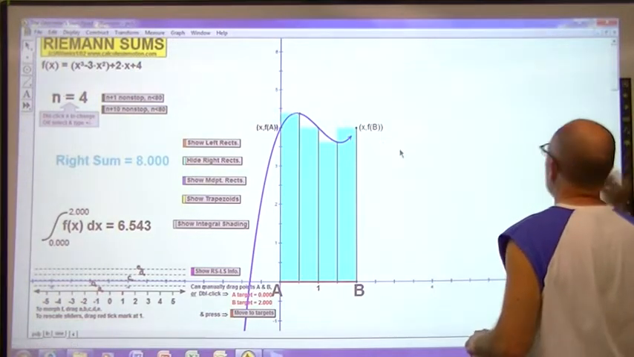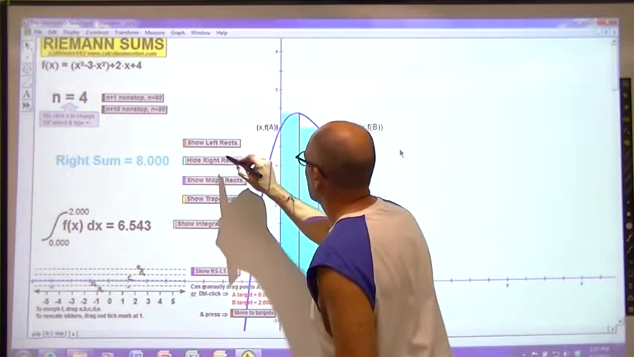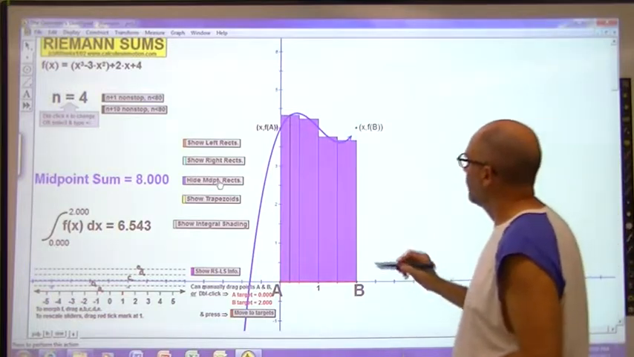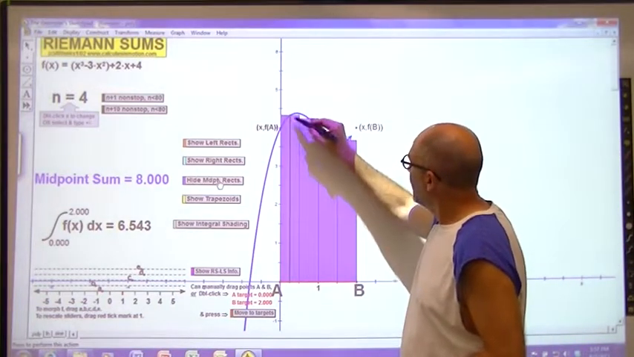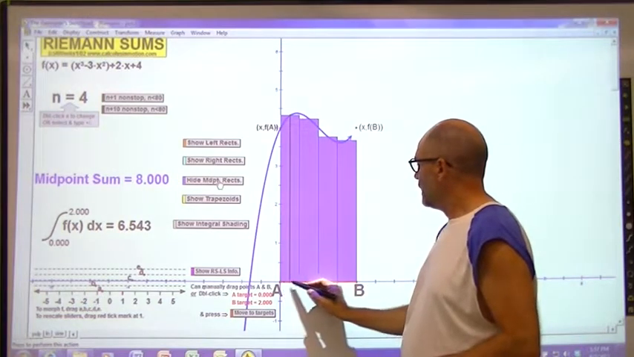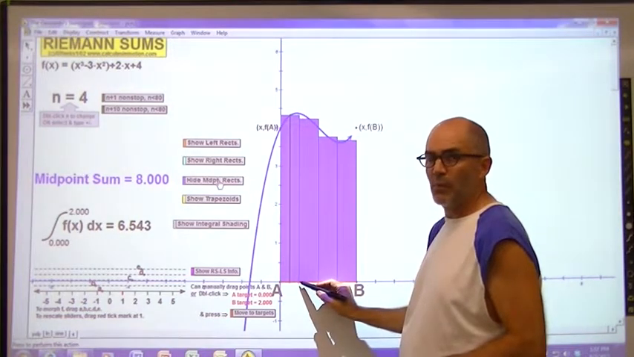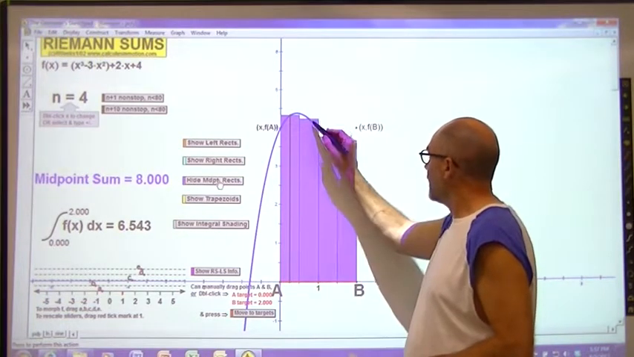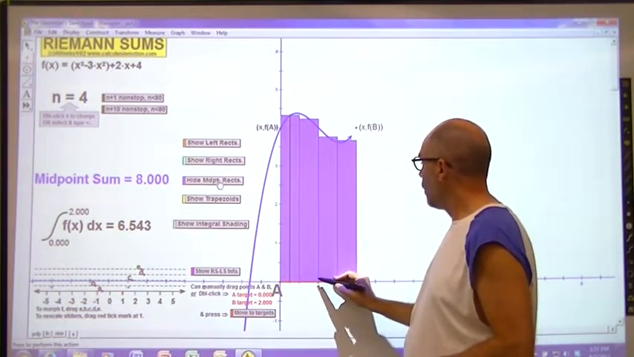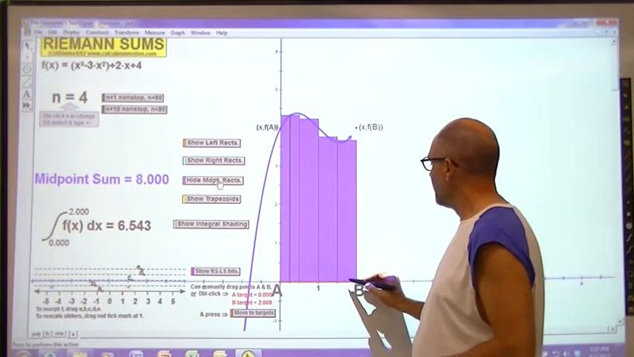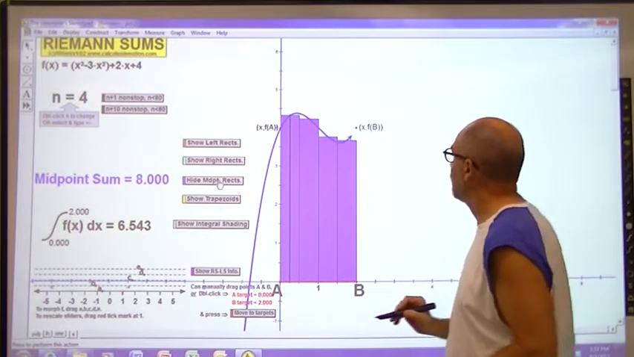Okay, let's look at midpoint rectangles now. Notice the first rectangle has the height at the midpoint between 0 and 1/2. That's 1/4. And then the second midpoint is going to be between 1/2 and 1, which is 3/4. Third midpoint is 5/4, and then the fourth midpoint is 7/4.